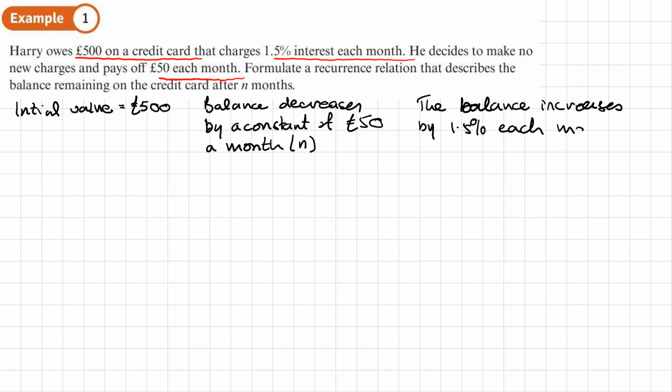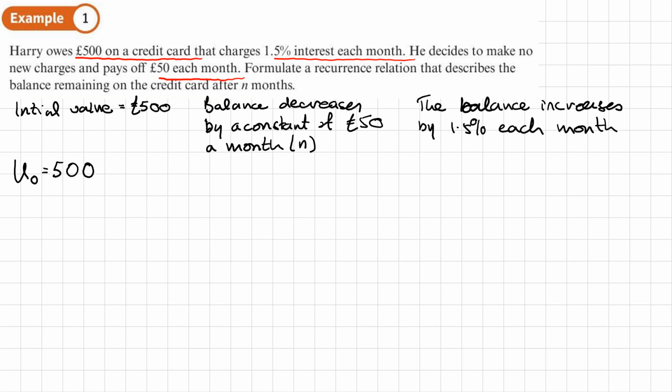And what we need to do is to formulate a recurrence relation. Well, the first thing I can see is that the initial value is 500. So I can write down that U0 equals 500. So we're assuming that we're working in pounds here.